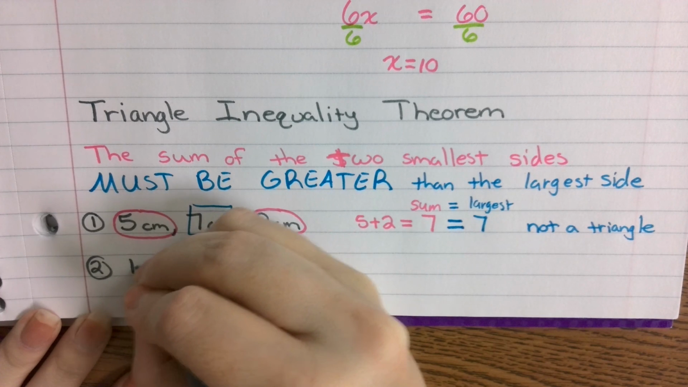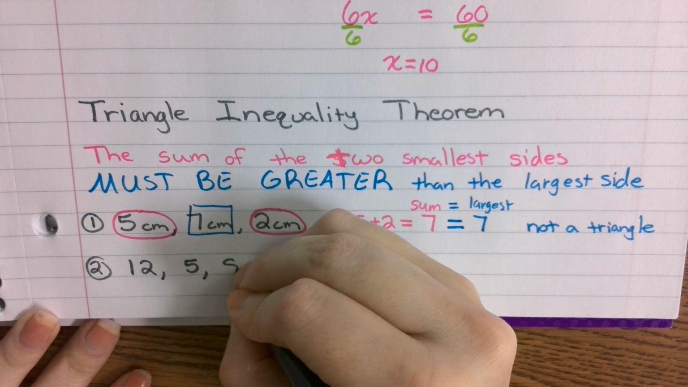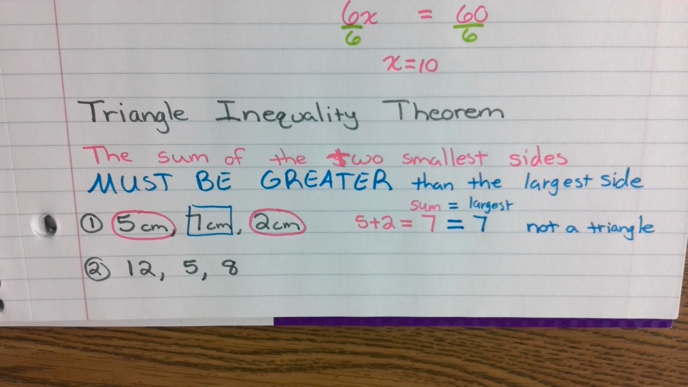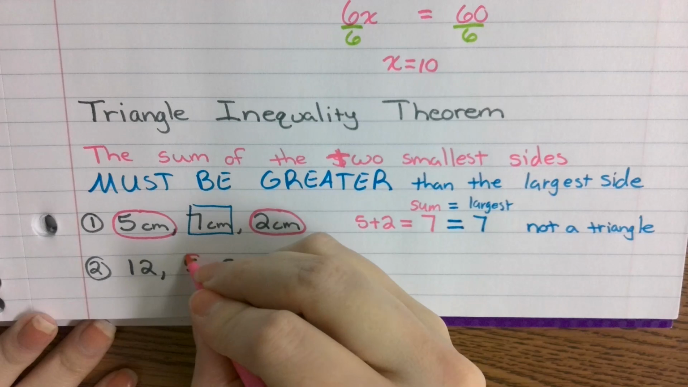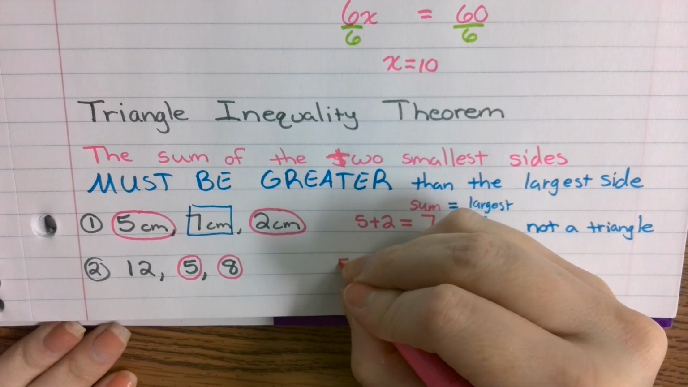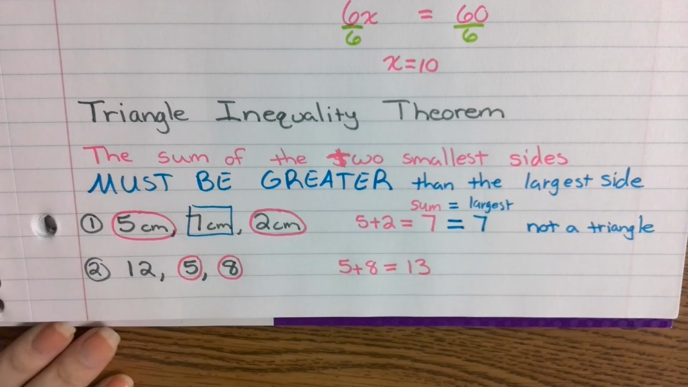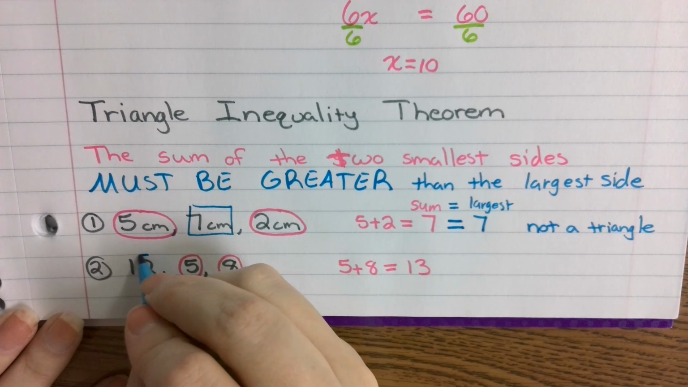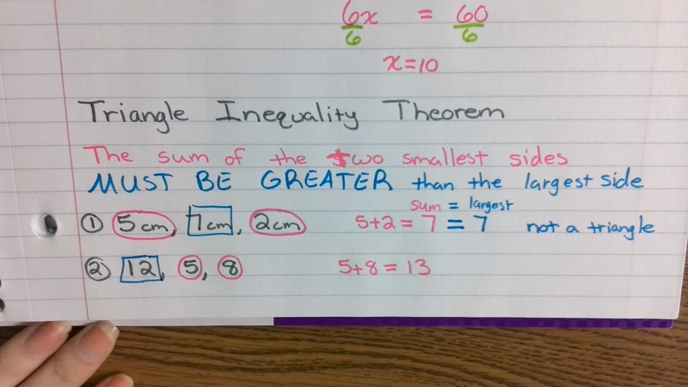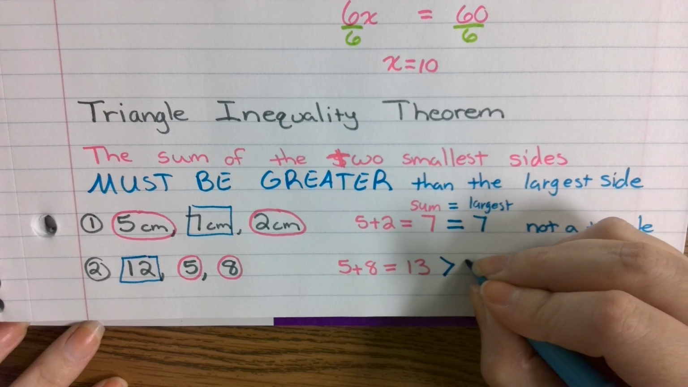Let's take a look at another. 12, 5, and 8. What are my 2 smallest measurements? 5 and 8. So I'm going to circle 5 and 8 in pink. And I'm going to add them. I'm going to take the sum. 5 plus 8 is equal to 13. I need to compare that to 12. How does it compare to 12? It is larger, right? It's greater than 12.